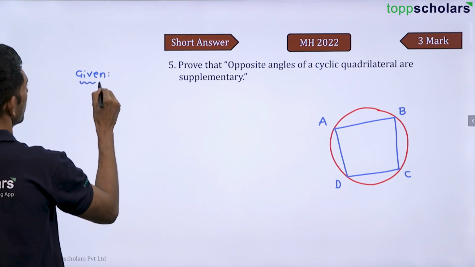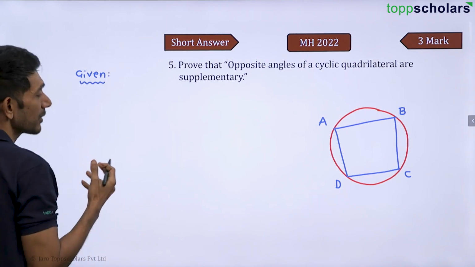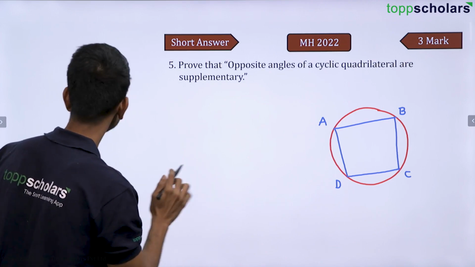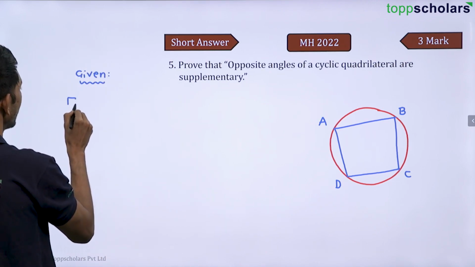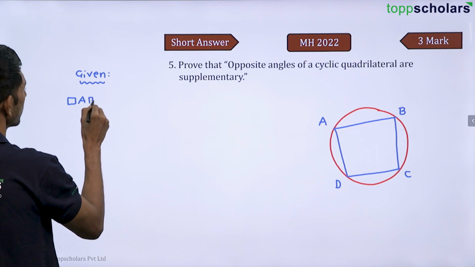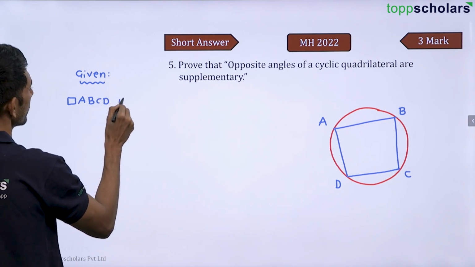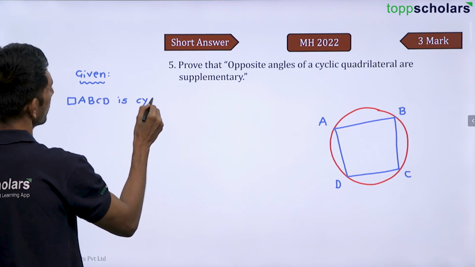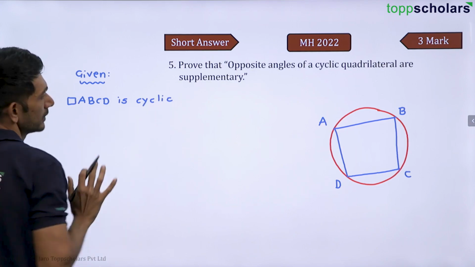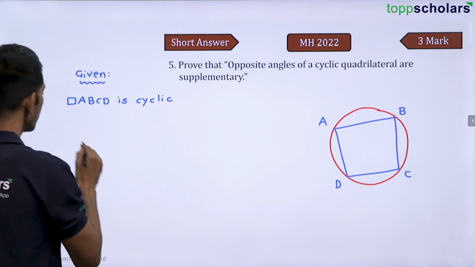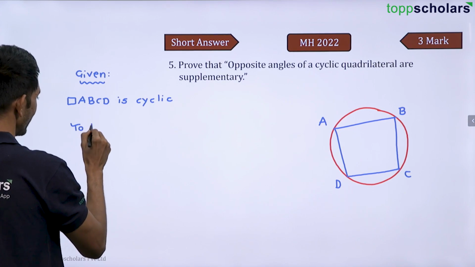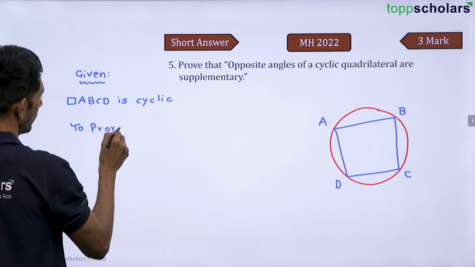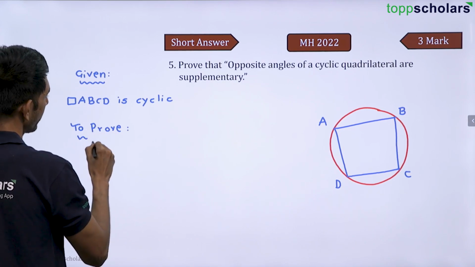What is given? It is given that we have a cyclic quadrilateral. So we can say quadrilateral ABCD is cyclic. Correct? ABCD is cyclic. We are supposed to prove that. What are we supposed to prove? We are supposed to prove that the opposite angles are supplementary.